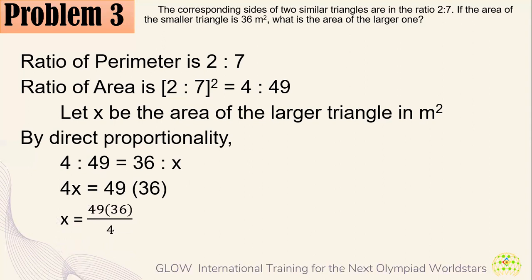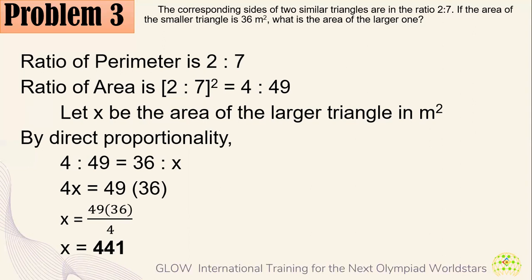And it's better to divide first and simplify before multiplying, because in that way, you will be dealing with smaller numbers. And besides, multiplying large numbers is, at most times, easier than dividing larger ones. So I will divide 36 by 4. 36 divided by 4 is 9. And 9 times 49 gives 441. Hence, the area of the larger triangle is 441 meters squared.